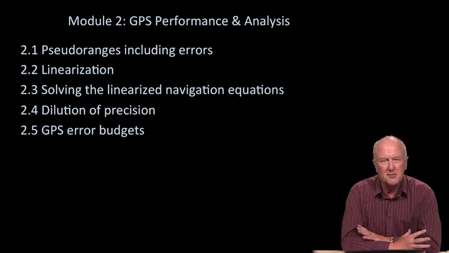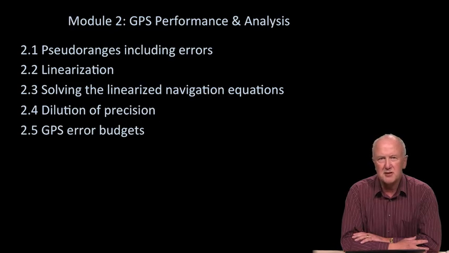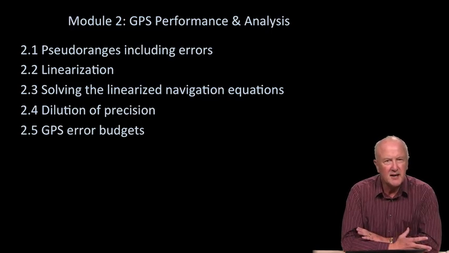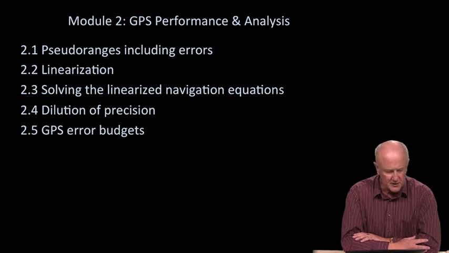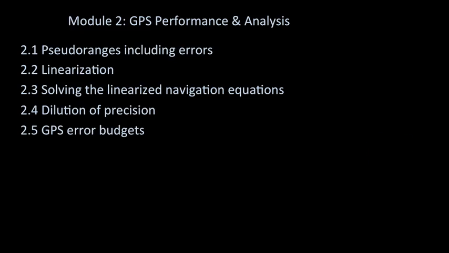Finally, 2.5 will be a snippet that summarizes the impact of the errors on GPS, especially when we consider different environments for the operation of GPS, and especially when we consider environments that allow us to see many satellites or just a few satellites. So that's our plan. Let's start in on 2.1.